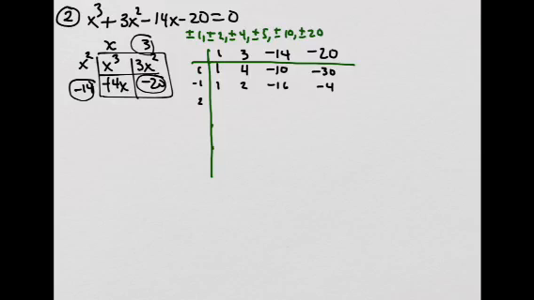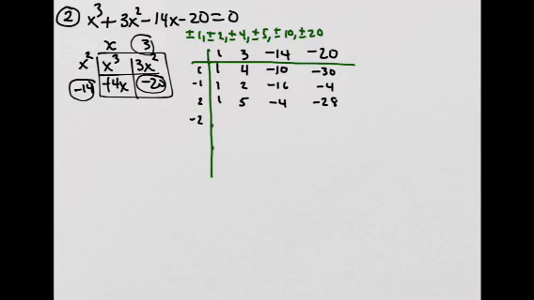We tried 2. Bring down the 1. 2 times 1 is 2. 2 plus 3 is 5. 5 times 2 is 10. 10 minus 14 is negative 4. Negative 4 times 2 is negative 8. Negative 8 minus 20 is negative 28.